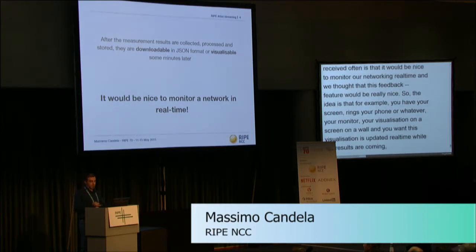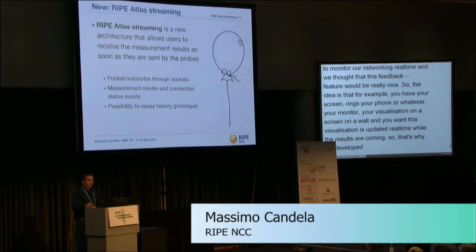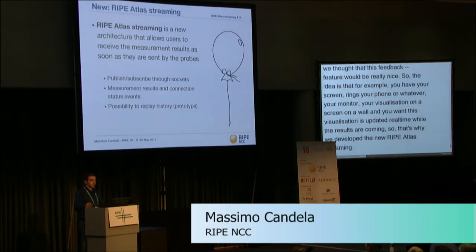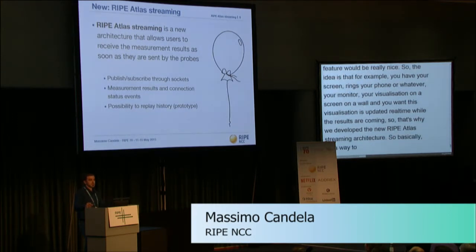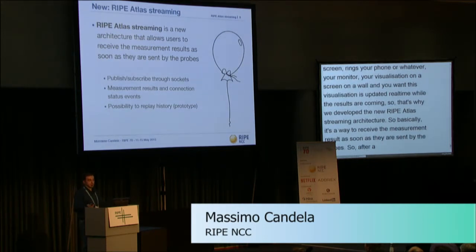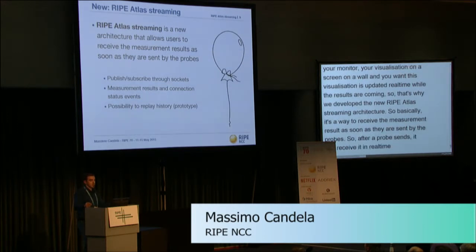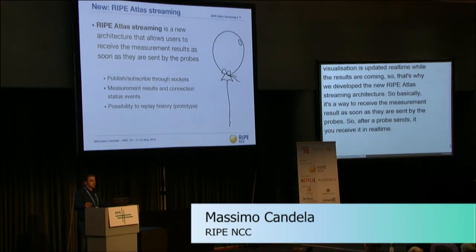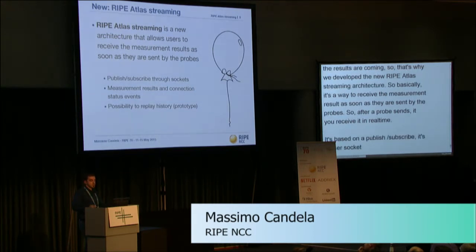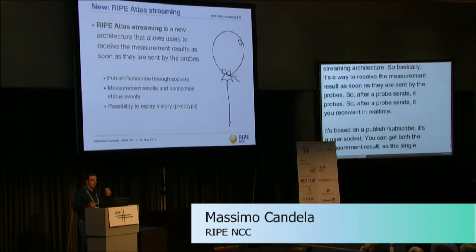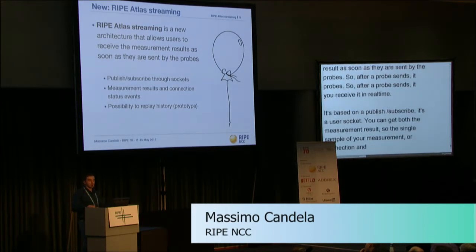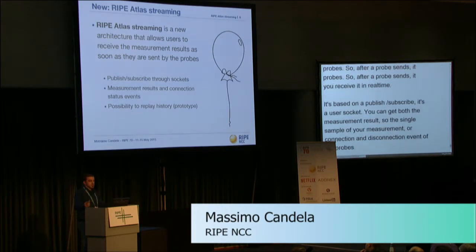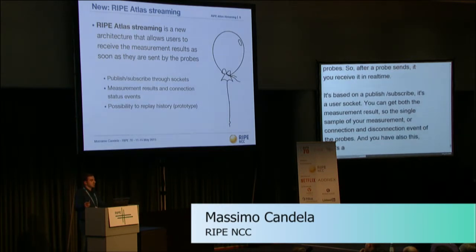So that's why we developed the new RIPE Atlas streaming architecture. Basically, it's a way to receive the measurement results as soon as they are sent by the probes. So after a probe sends it, you receive it in real time. It's based on publish-subscribe. It uses sockets. You can get both the measurement results, so the single sample of your measurement, or connection and disconnection events of the probes.